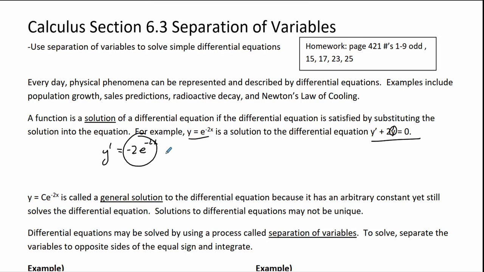Now if I sub this into y prime, sub that into y and solve, so negative 2e to the negative 2x plus 2e to the negative 2x equals 0. Well, yeah, that's true, because 0 is equal to 0. So it solves the differential equation. Every solution that I get needs to solve it. So let's get moving.